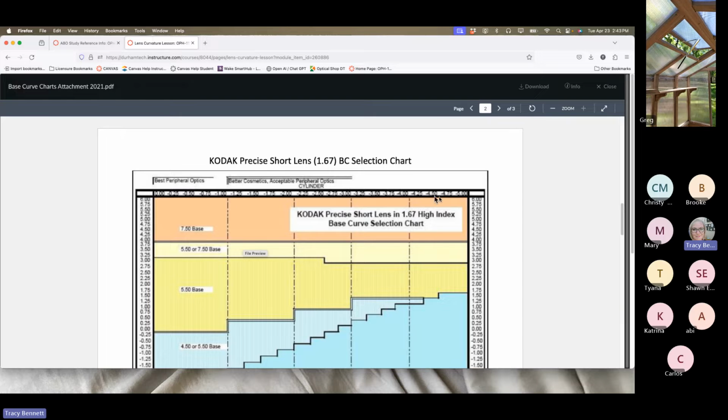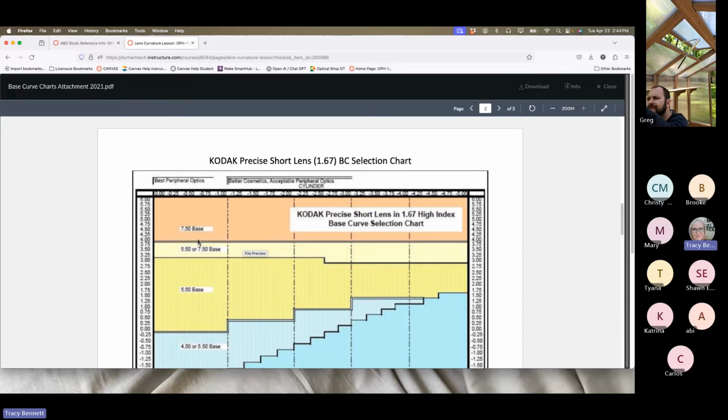And then, of course, with all these cylinder values. But when you land there, if you want better optics, then you want to head towards the single line. So in that case, if we were in here and I get to choose between these two base curves, and I wanted to do better optics, then I would go towards the single line. And that would let me know that I need to choose a 550 if I'm more concerned with the optics.